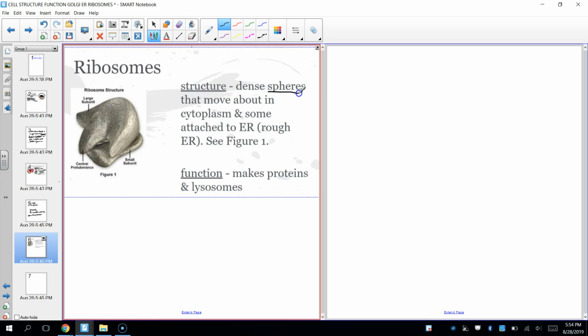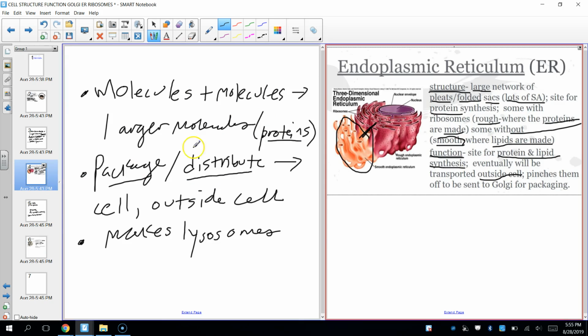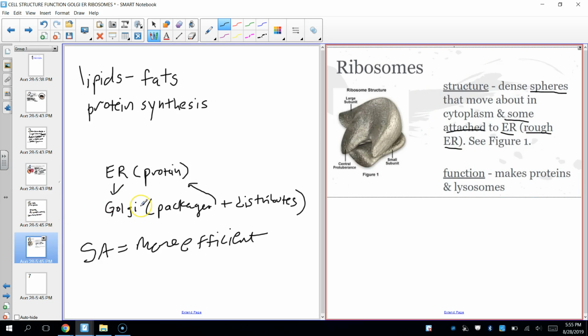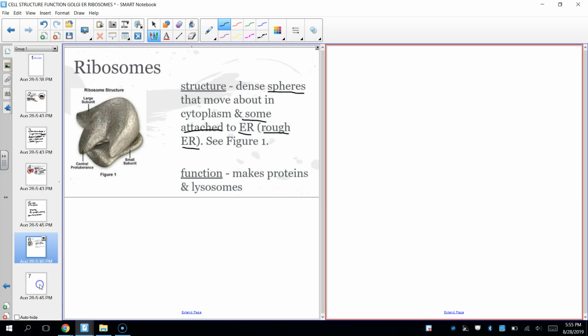Ribosomes are spheres that we see all throughout the cytoplasm in the cell. We have some that are actually attached to the ER, and that makes it have a rough appearance. Okay, so if you see an ER like in this picture and it had dots on it everywhere, those dots are ribosomes. And that rough appearance is why it's called the rough ER. The function of the ribosomes is to make proteins and lysosomes.